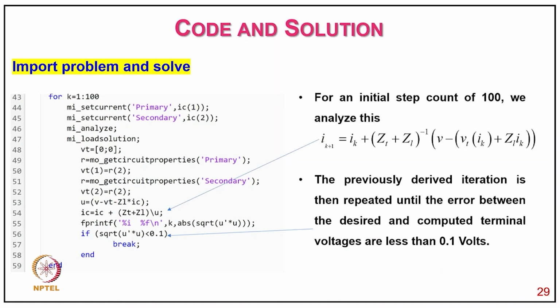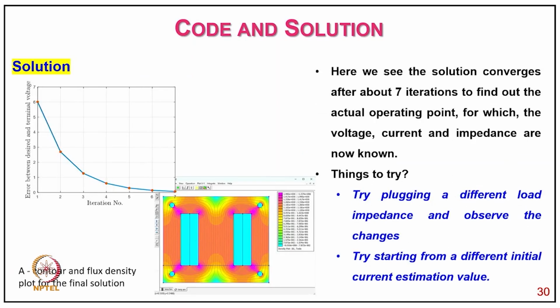We can analyze, and from this we can say I(k+1) equal to I(k) plus (ZT plus ZL) to the power minus 1 into (V minus VT as a function of Ik plus ZL Ik). The previously derived iteration is then repeated until the error between the desired and computed terminal voltage is less than 0.1 volt, and here is the solution. This is the contour and flux density plot of the final solution, and here we see the solution converge after 7 iterations to find the actual operating point for which the voltage, current and impedance are now known.